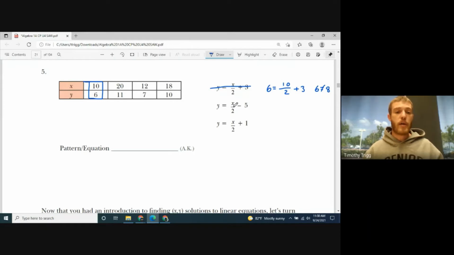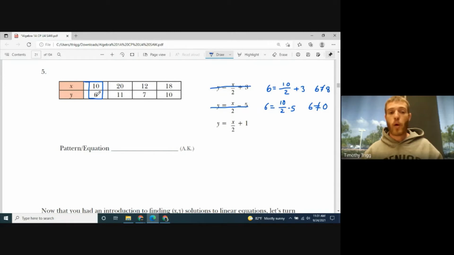So that means this is not the correct equation. Okay, let's try the second equation. Again, I'm going to replace the x and y. The x I'm going to replace with 10. The y we're going to replace with 6. So this will be 6 equals 10 over 2 minus 5. So that'll be 6. Is this equal to 10 divided by 2, that's 5. 5 minus 5 is 0. So these are not equal. So that means this is not the correct equation. So our answer must be this last one, but let's just double check.